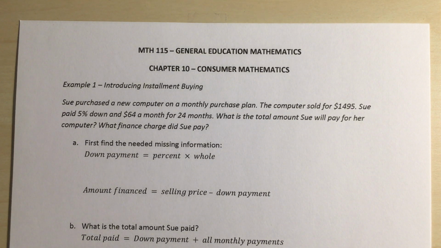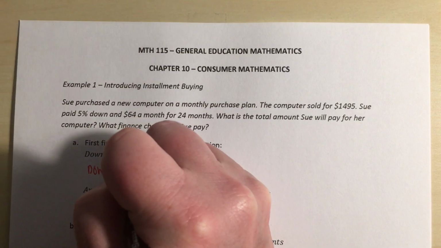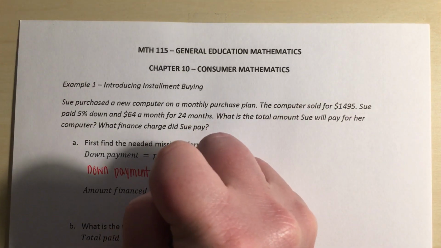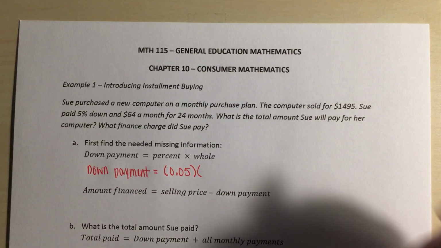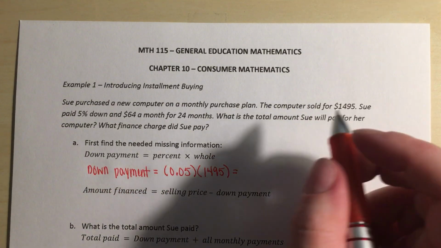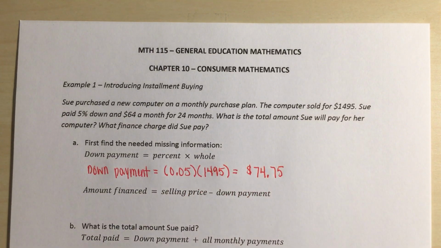All right, so first, find the needed missing information. The first thing we're going to find is our down payment. Our down payment is a simple percent times whole. So we're going to take the percent that was paid down times the original purchase price, which is going to be our whole. She put down 5%, so 0.05, times our whole, which was 1,495. We multiply these together and we get $74.75. So that was the amount of the down payment.